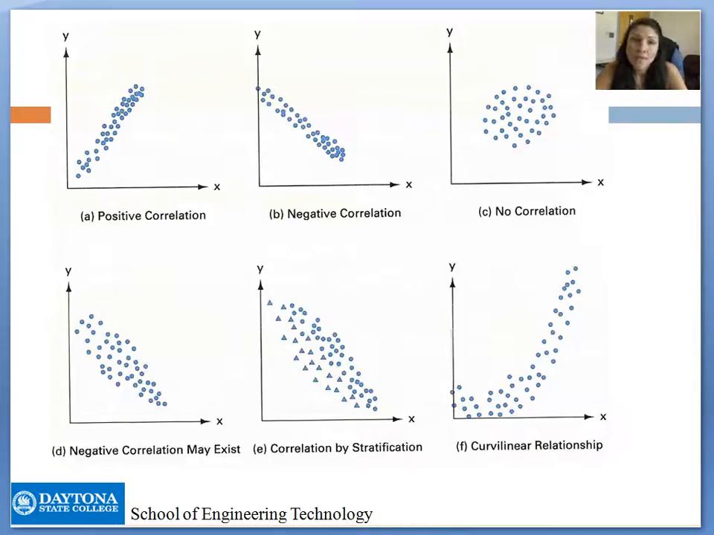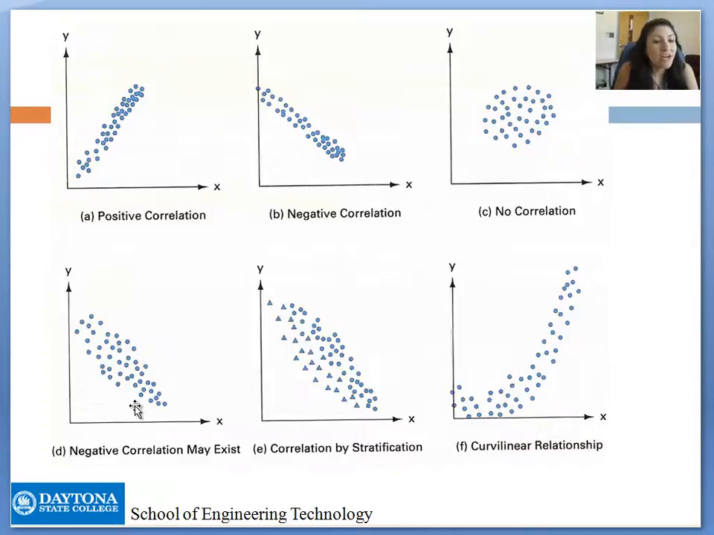So these are some examples of how your plot may look. If they have a positive correlation or a positive strong relationship, you will see an increasing slope. If they have a negative correlation or a negative relationship, you will see a decreasing slope. If they have no correlation, you will see kind of a circle. It means that if you put a straight line, most of the data will not touch that line.